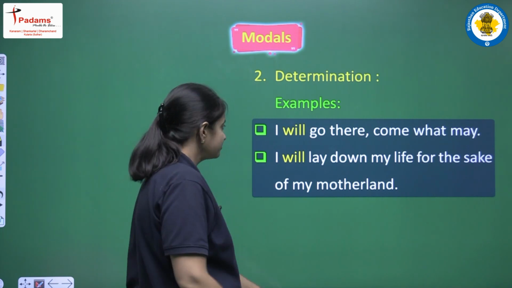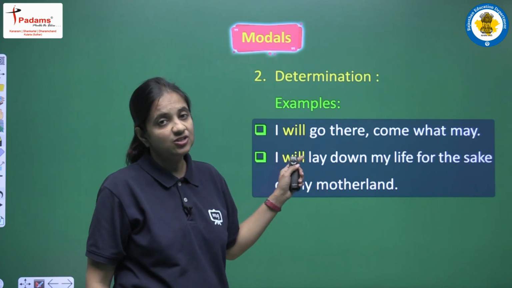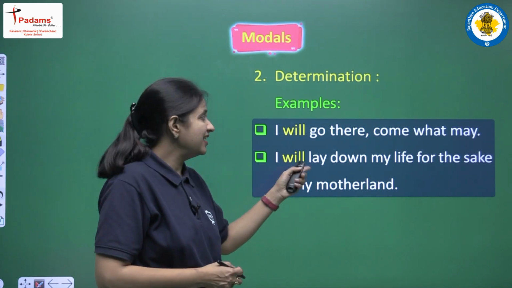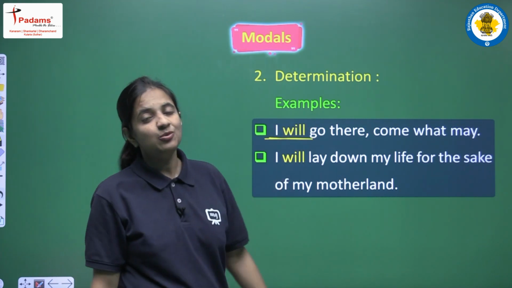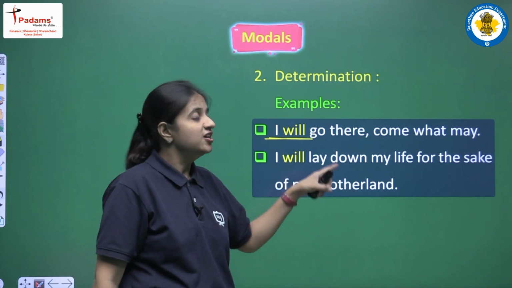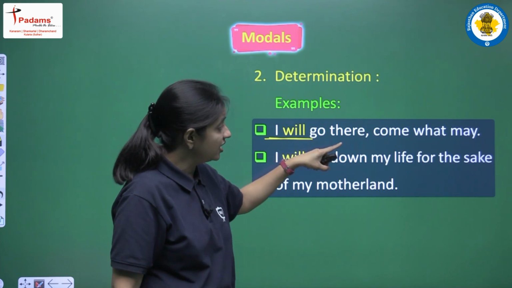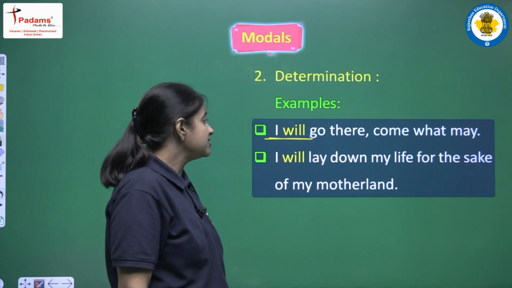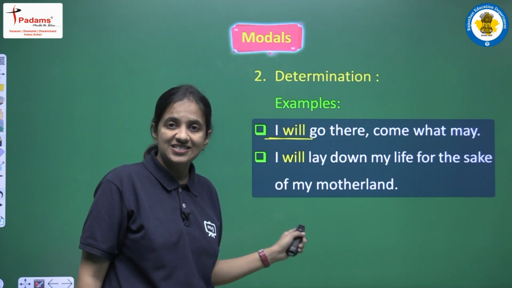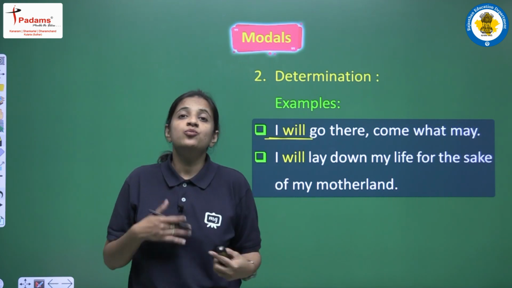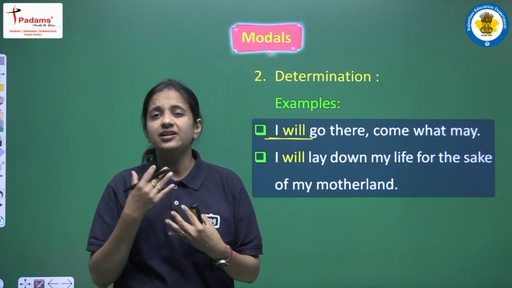Let's read the example. I will go there, come what may. So here some person is very much determined to do something. He is saying that I will go there, and here we are using will with I, इसलिए हम will use कर रहे हैं. Why? Because here will is used as a modal. He is showing his determination, and he is saying that I will go there, come what may. Second is I will lay down my life for the sake of my motherland. So here in these examples we have the feeling, the mood to show determination, and this is the second use of shall and will. They are used to show determination.